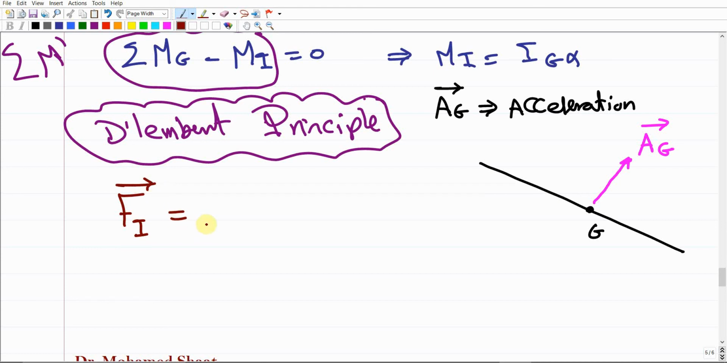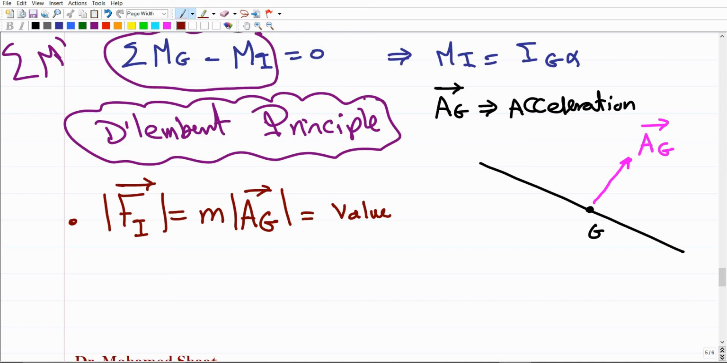This inertia force should equal the mass m of the member times ag, which is the acceleration vector that you already have. So your objective is just to calculate the magnitude. You substitute and end up with a value of this force, the magnitude of the inertia force. And how about its direction? This is the physical inertia force.